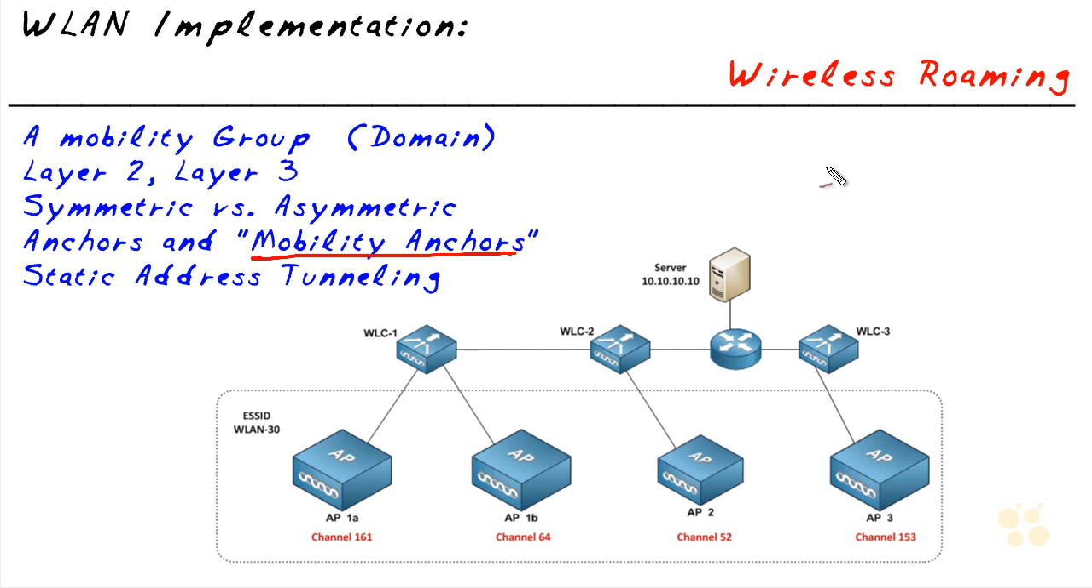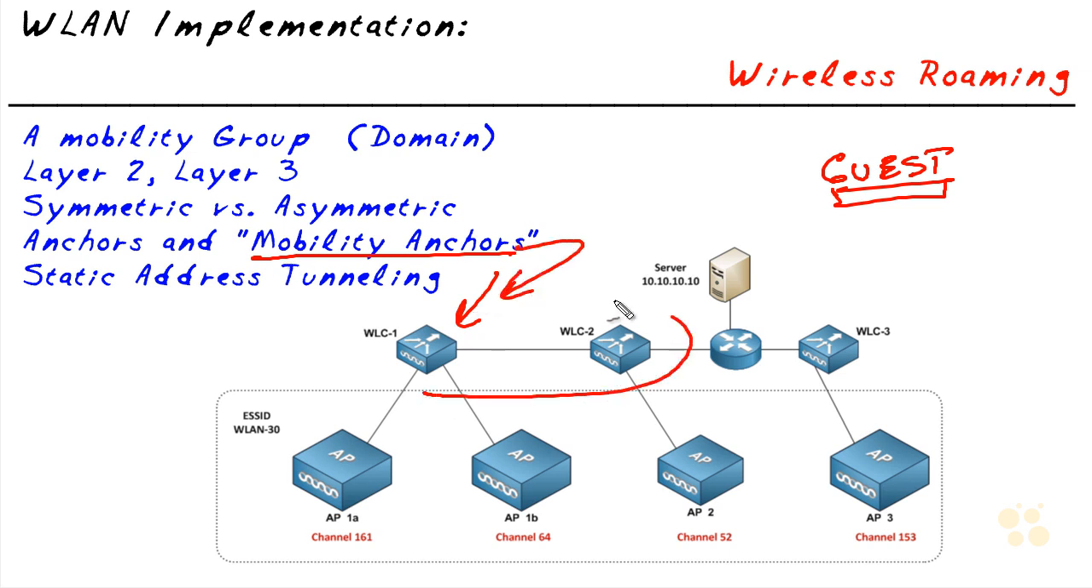For example, let's say we have a guest wireless network, and that guest network extends through our entire enterprise. Anywhere they go, they can go ahead and get on the guest network. However, we don't want just any controller to handle that request. So what we could do is say, we want this guy right here to be a mobility anchor. These guys are all still part of the same mobility group, but now wireless controller 1 is allocated specifically as a mobility anchor.